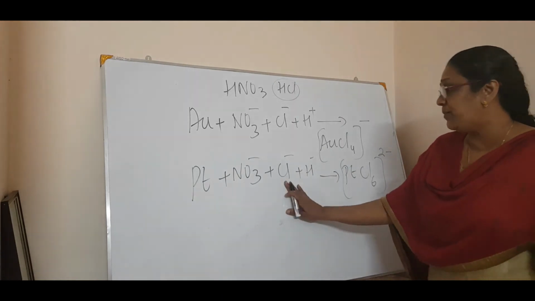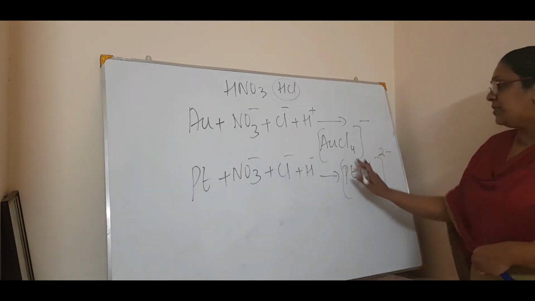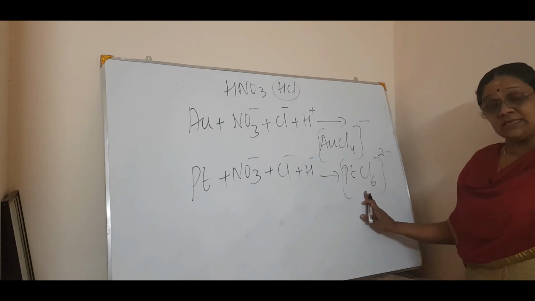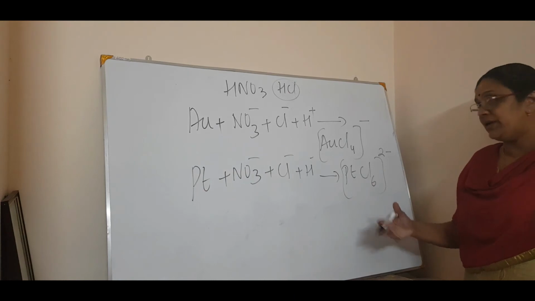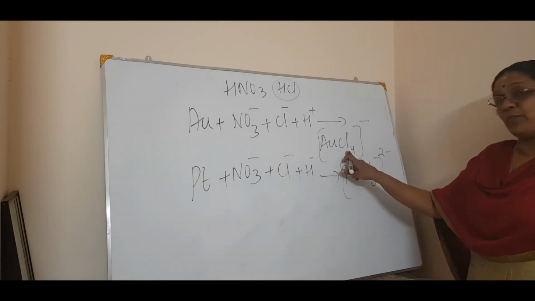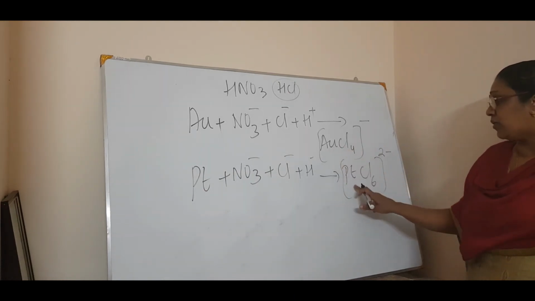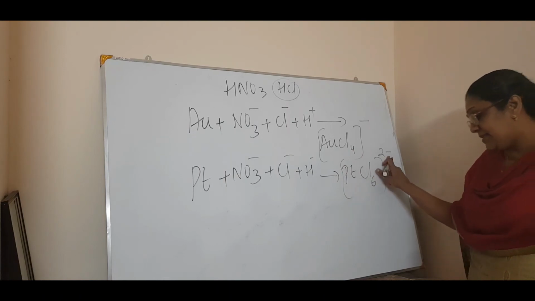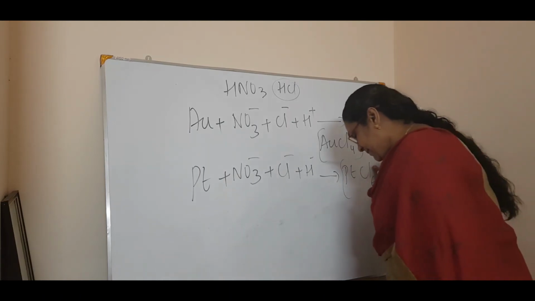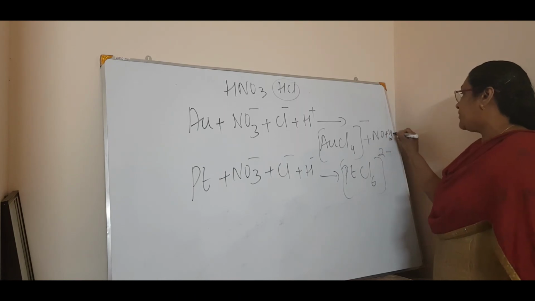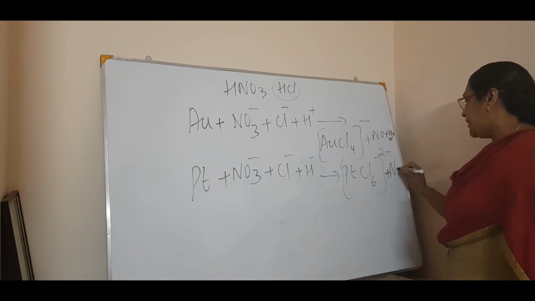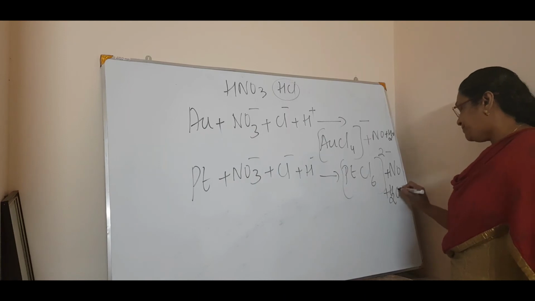But this is also important. Just a complex is formed. You will have a detailed discussion on complexes and coordination chemistry. Then you will learn more about it. So just study this as a complex, that is 1- for gold, and for platinum it is 2-. And here the byproducts are NO plus H2O, nitric oxide. The same byproduct, NO plus H2O.